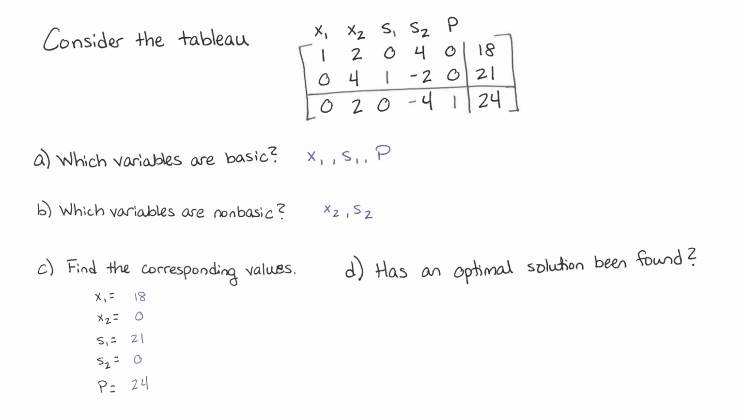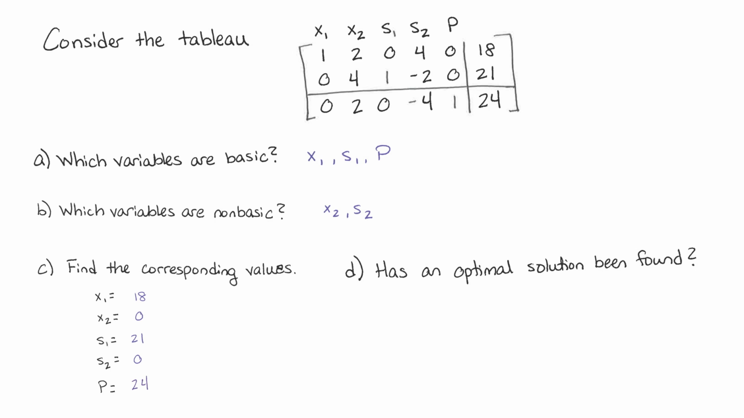Finally, we want to know if an optimal solution has been found. So first we see if we can find a pivot column. We see that to the left of P in the bottom row, there is a negative number. So this is not an optimal solution. That means that either we're going to have to do another pivot or there is no optimal solution.